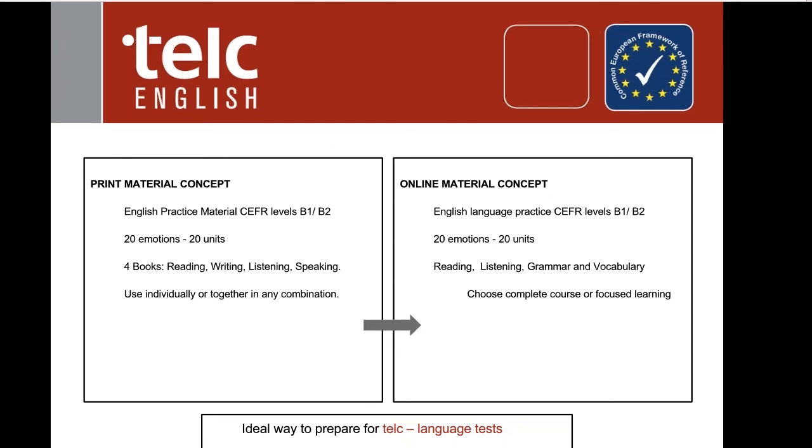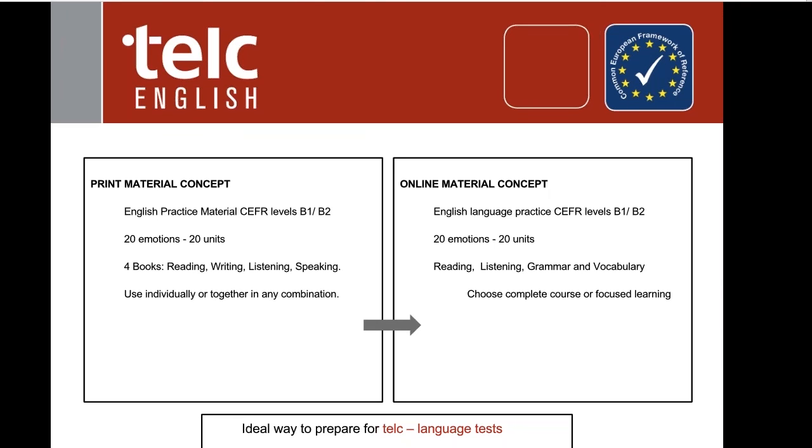You don't have to complete one print unit before you attempt the online tasks. So they can be used in tandem as you wish. There's a lot of flexibility. So as I said, the same 20 emotions. In the books, the skills are divided into the 4 specific books. And in the online materials, they're mixed. So you don't have only reading here. Online it's a different medium of learning, so you have some listening and reading and things like that.